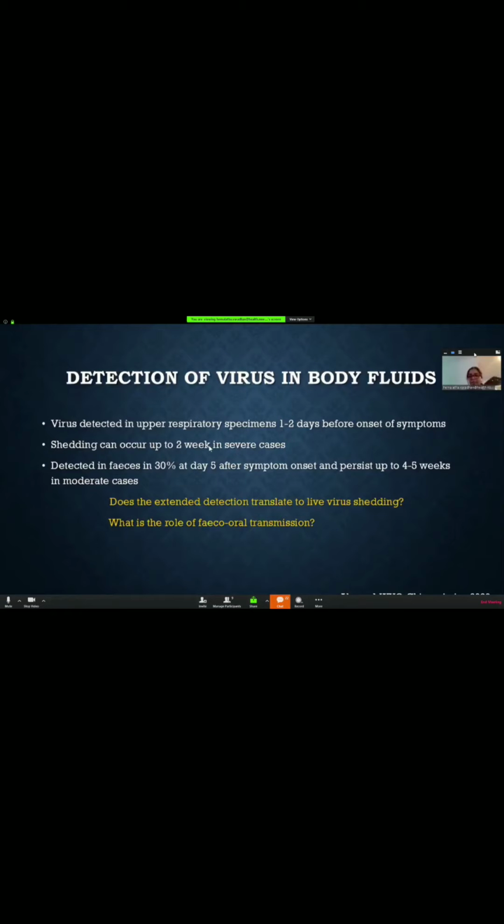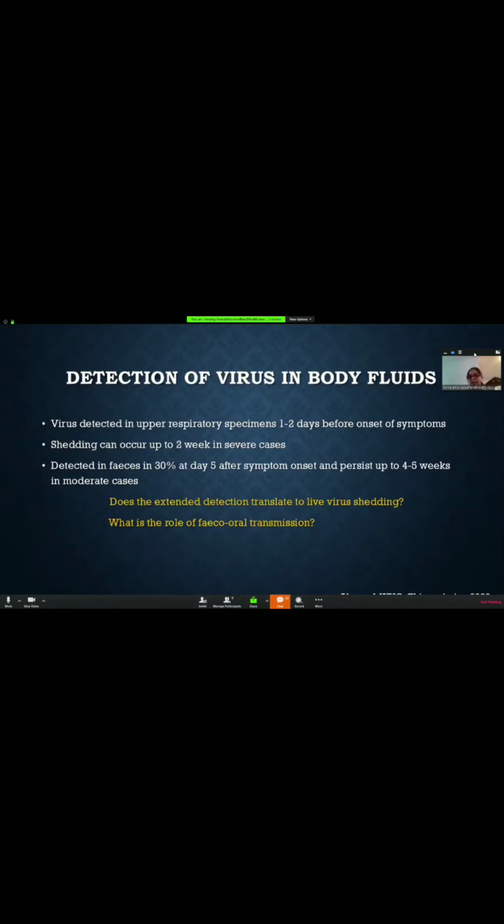And remember that this is all by PCR. We don't know whether the detection of RNA translates to detection of live virus and therefore transmission. So it's all in early stages before we get more data on that. And it's also detected in 30% in feces, day 5 after symptom onset.